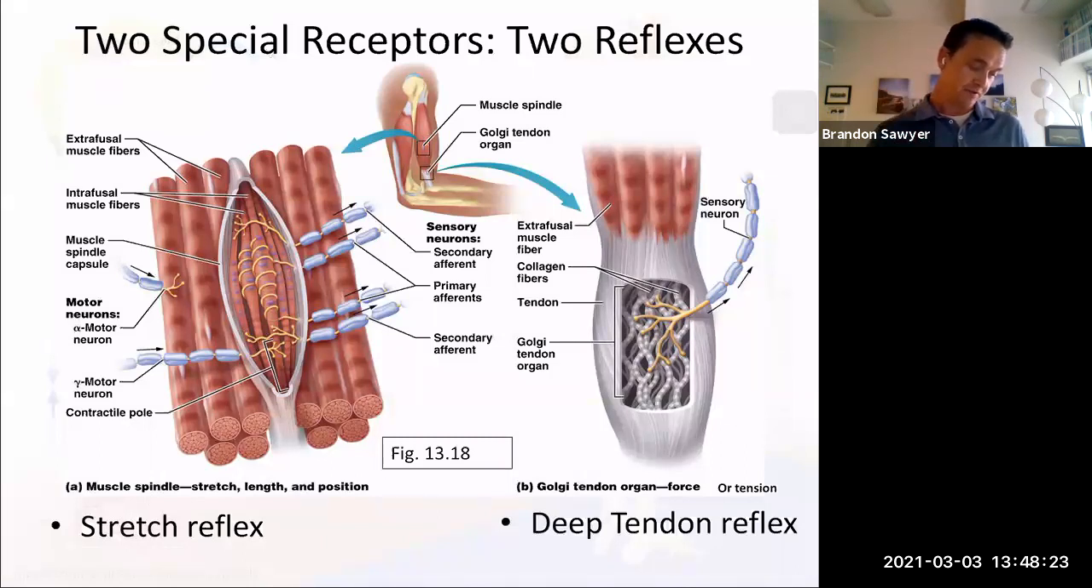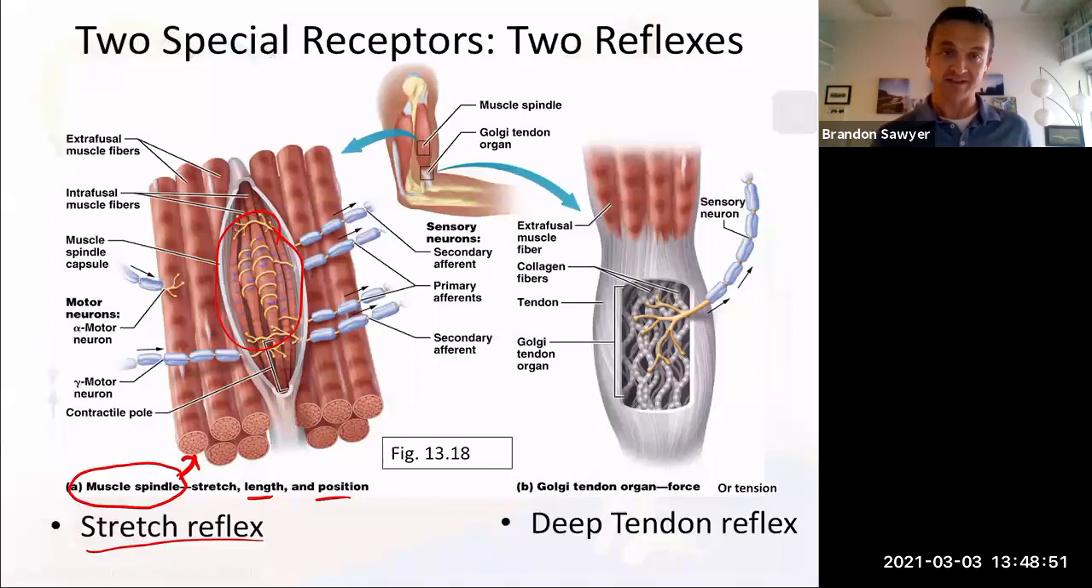Okay, the first one's called the stretch reflex, and the receptor for that is called the muscle spindle, and it's shown right here. So we have little tiny muscle spindles embedded in all of our skeletal muscle throughout the body, and they look something like this, right? So this kind of interesting type of skeletal muscle, but wrapped with nerve fibers. And what it does is it tells the brain at all times what is the length and the position of every single muscle in the body, right?